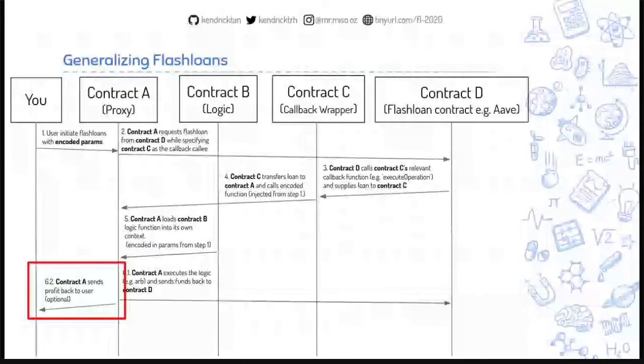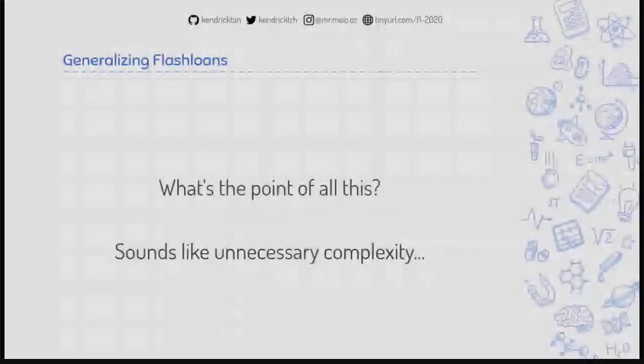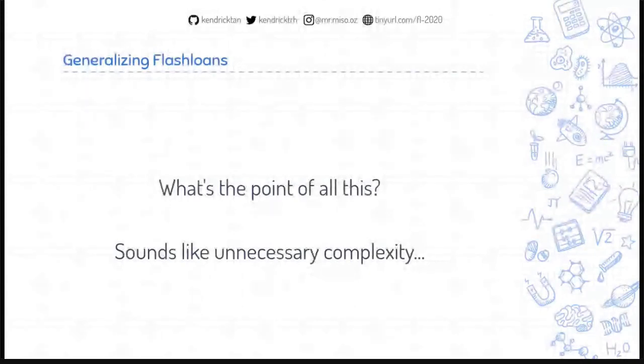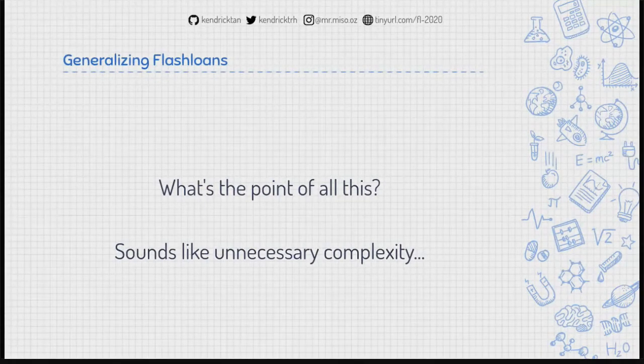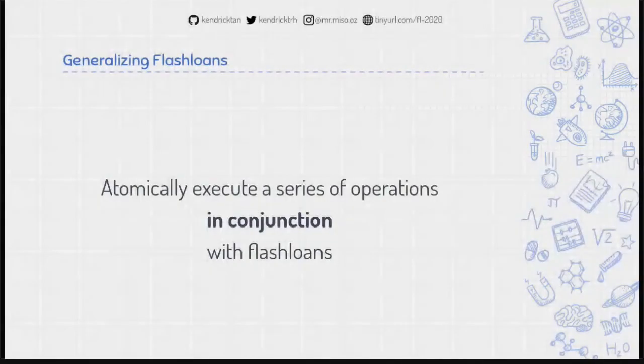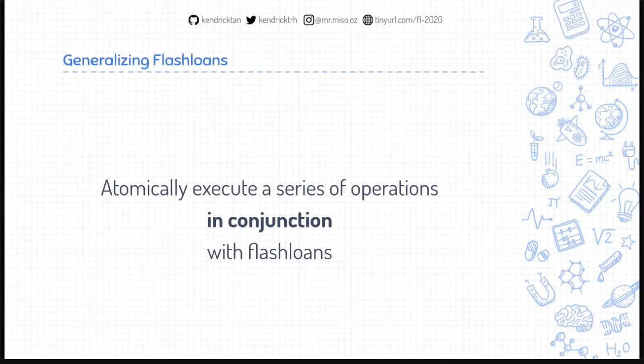So a lot of people might ask, what's the point of this? It sounds like a lot of unnecessary complexity. I don't need to abstract this out so much. Well, the answer is now you can atomically execute a series of operations in conjunction with flash loans.